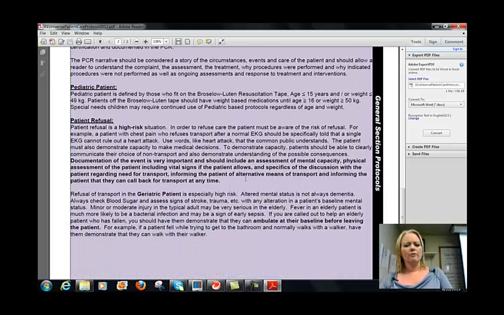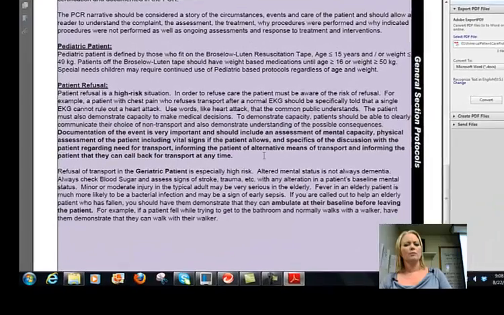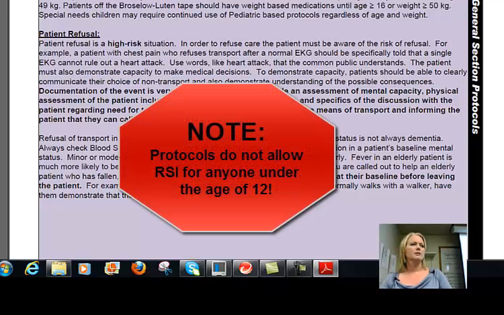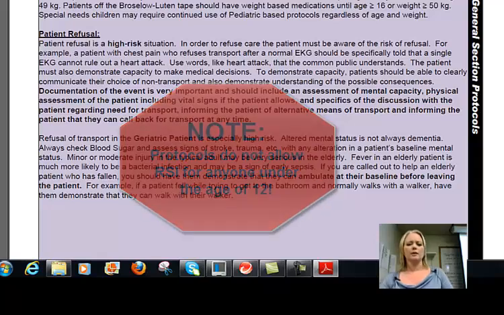And there's also some information on here about patient refusal and what I would like you guys to document for a patient refusal. Which just includes a set of vital signs and documenting their mental status, that they have capacity, and watching them ambulate at their baseline.